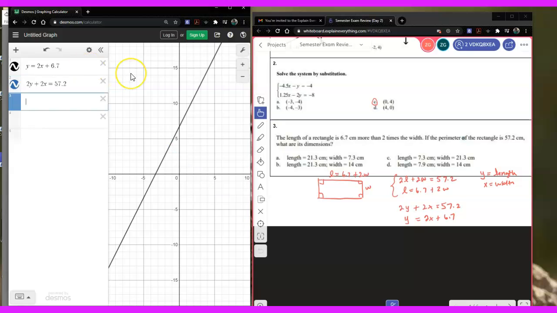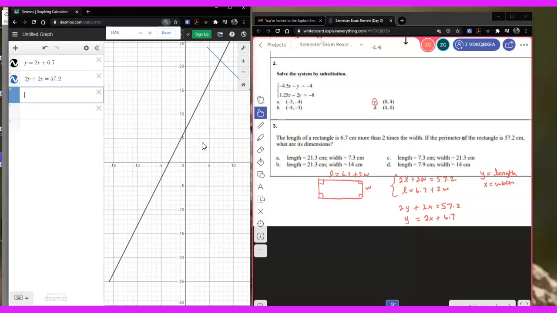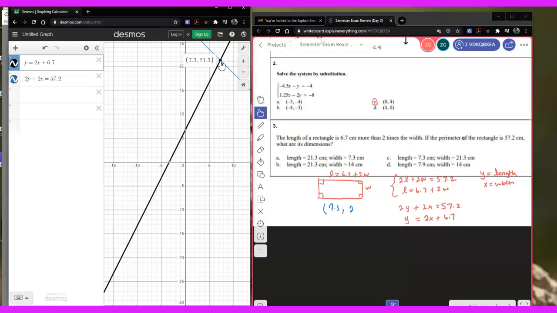Now you probably can't see the intersection, so what you want to do is minimize this, and then of course you can see where the two graphs intersect. The first value is the x, which is 7.3, the width, and then the second value is the length, which is 21.3. So in this case, your answer is C.